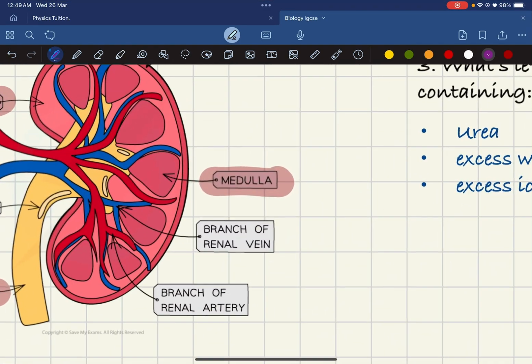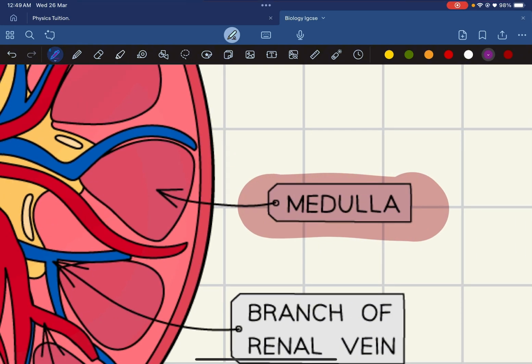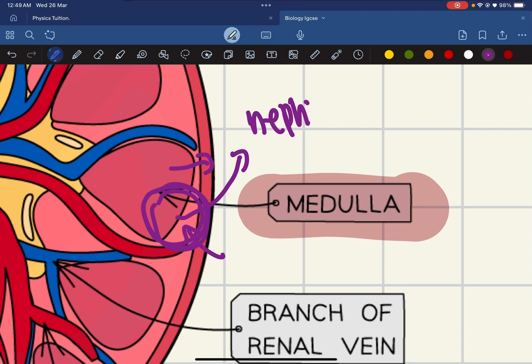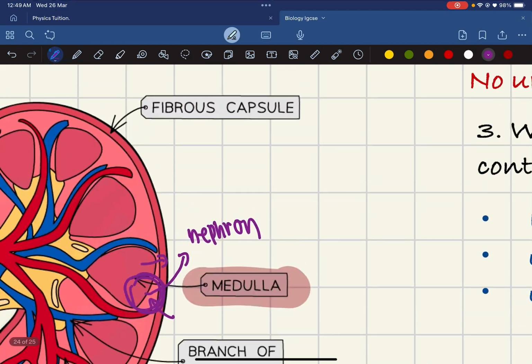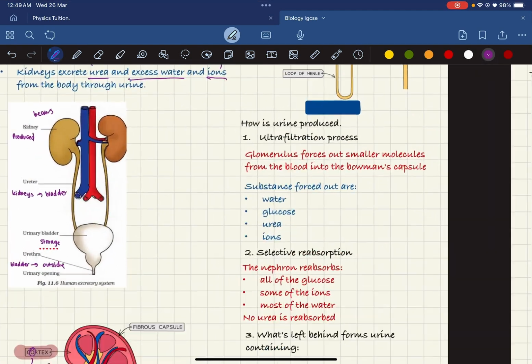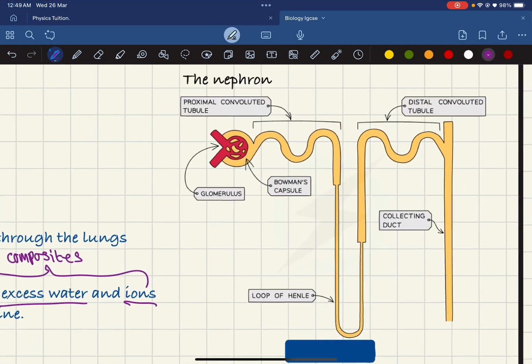One more thing to know is that over here, this is your cortex, this is your medulla. In between these two, there is something called a nephron, which plays a really big role in the production of urine. Now, let's look into the diagram of the nephron over here.